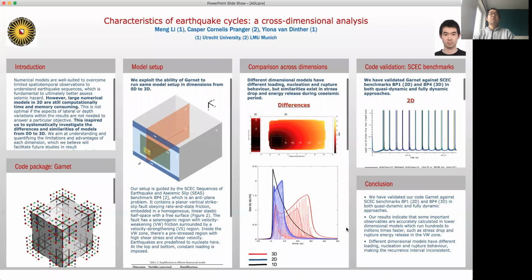Hello, this is the introduction to the AGU poster, Characteristics of Earthquake Cycles: a Cross-Dimensional Analysis. This poster is written by me, Casper, and Ilona.